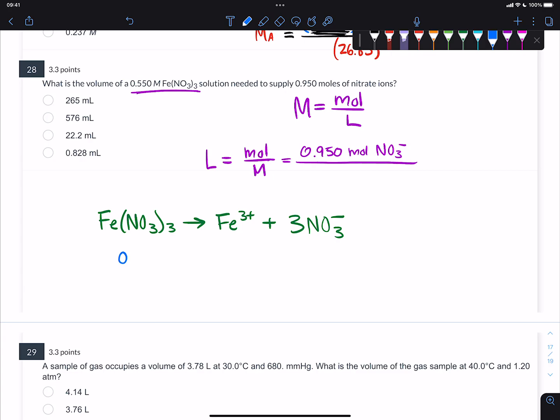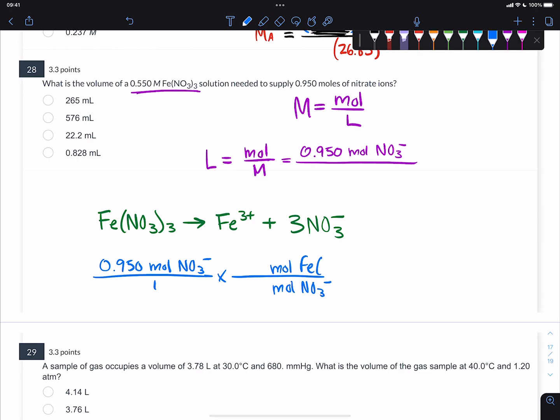So you actually work it backwards, 0.950 moles of NO3 minus. Let's convert that from moles of nitrate to moles of the iron 3 nitrate that it comes from. And when we do that, we're going to have a big 1 in front of the iron 3 nitrate, and it makes sense that it gives us 3 moles of nitrate. It's really easy to go the wrong direction, so make sure you're careful with it. Dimensional analysis will help us here.